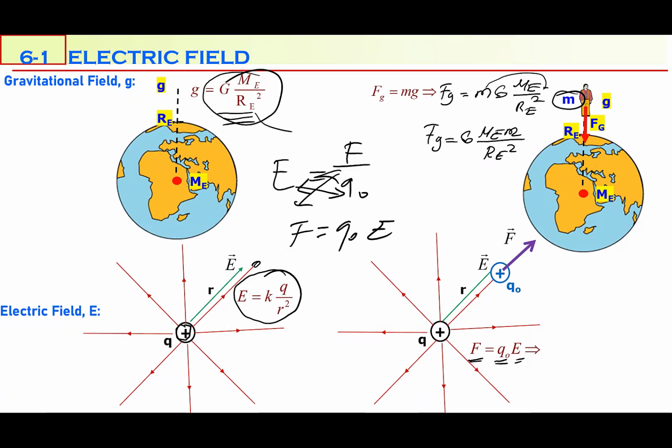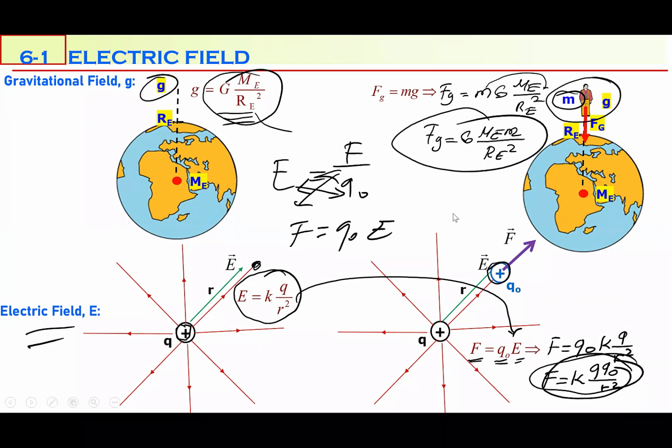Instead of E, I am going to write its equivalent, what is given here for E. So F is equal to Q0 times K times Q over R squared. It's the same equation we got for Coulomb's law: K times Q times Q0 over R squared. So the interaction between the gravitational field and the mass is very similar to the interaction between the electric field and the charge. A mass entering a gravitational field will be attracted. A charge entering an electric field will be attracted or repelled.